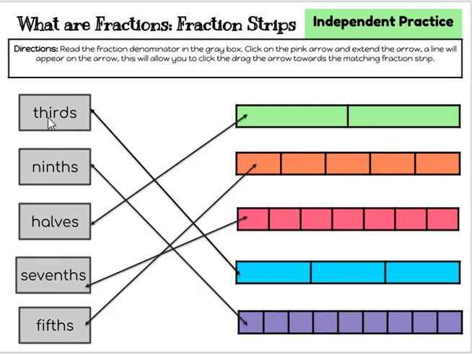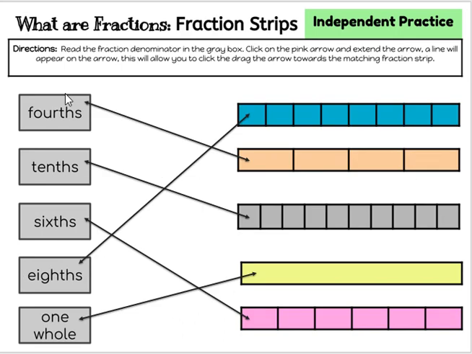So here are your answers. Thirds are the blue, ninths, purple, halves, green, sevenths, pink, fifths, orange. Here's the next slide. Fourths are tan, tenths, purple, sixths, pink, eighths, blue, and 1 whole is yellow.